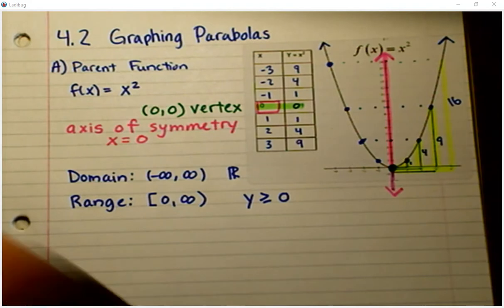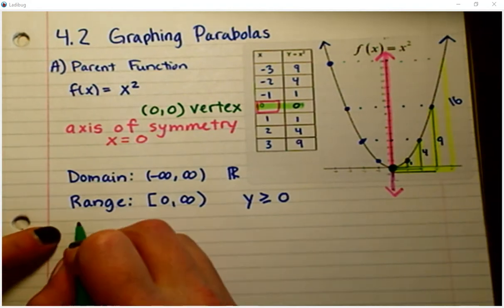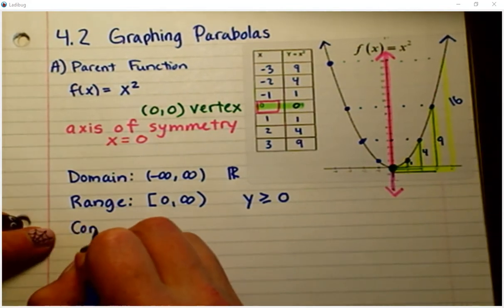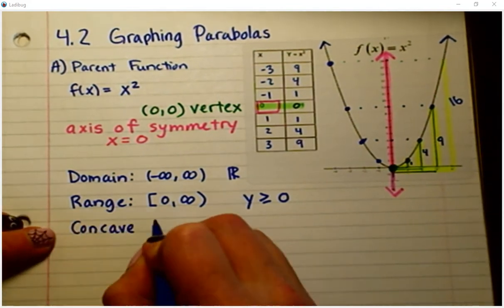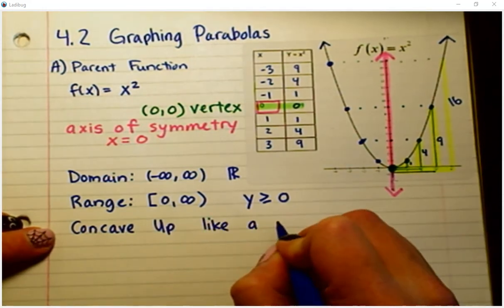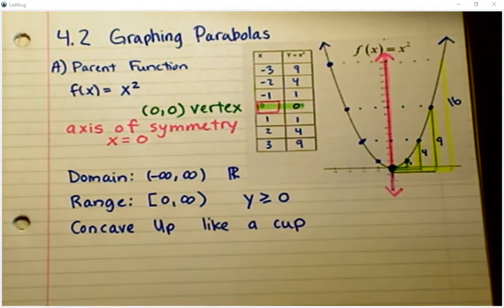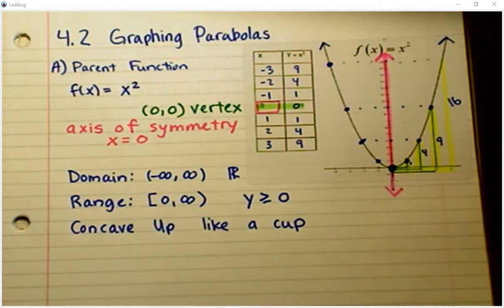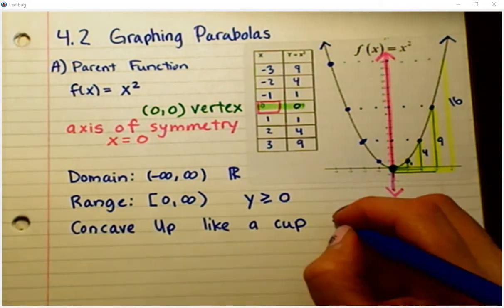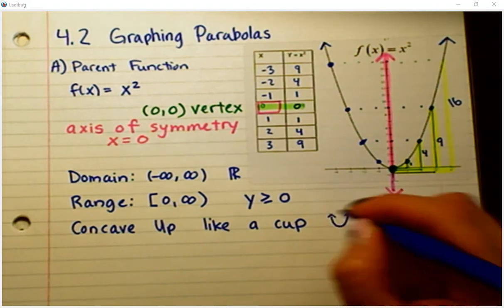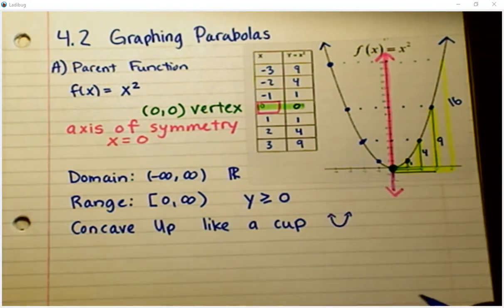Okay. Now for the fun word. It doesn't actually need to be a different color. That's okay. Concave up, like a cup. It's the shape of the parabola. Concave up like a cup. It's like this. Opening up like a cup.